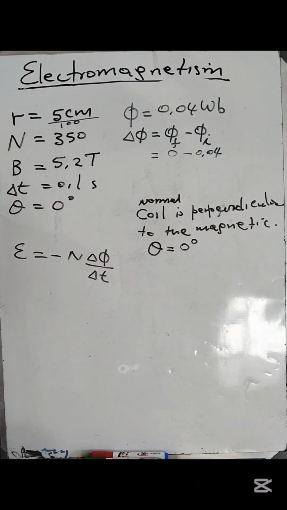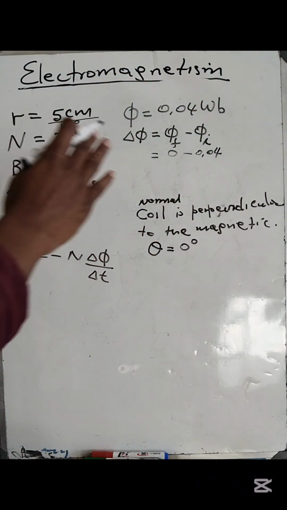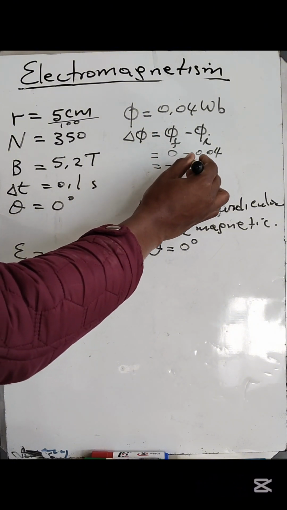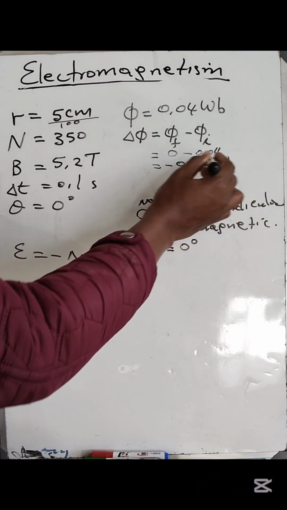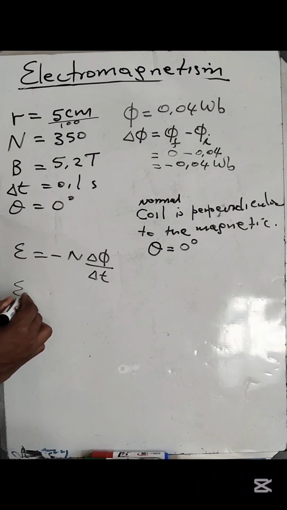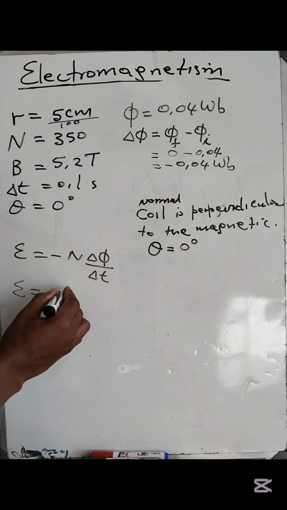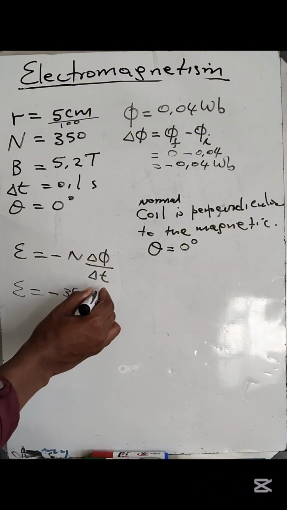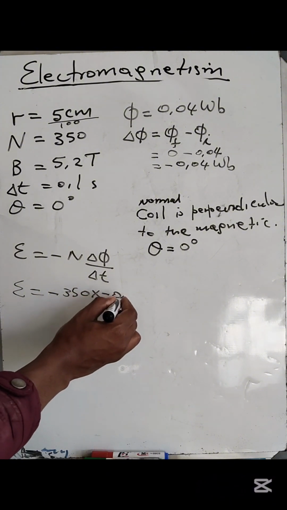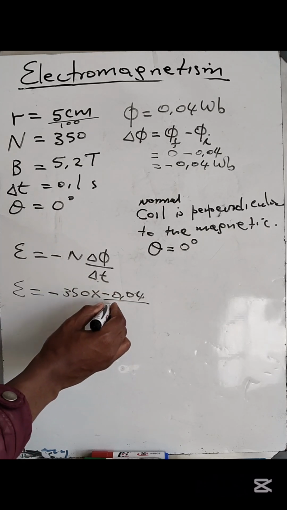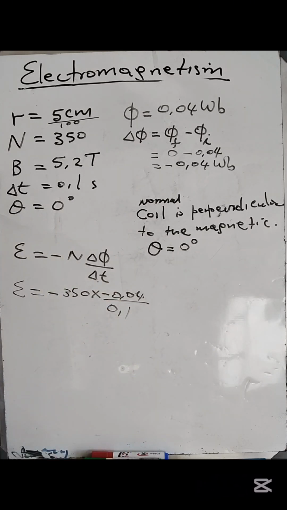Then it was removed from that place with that magnetic field. So we get negative 0.04 Webers as our change. So I will substitute here. The N is 350. 350 times the change, which is negative 0.04, divided by the time, which is 0.1. Then we are done with that.